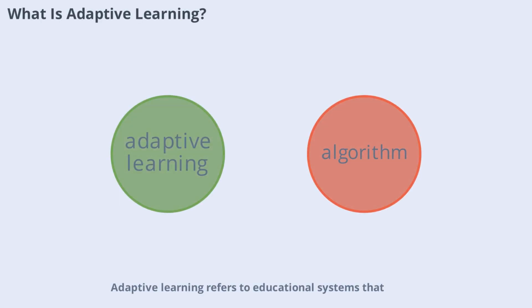Adaptive learning refers to educational systems that use data and algorithms to adjust the content, pace, and approach based on each learner's needs. Unlike traditional methods, adaptive learning platforms continuously analyze student performance and provide tailored resources or challenges. This ensures that students receive the right support at the right time, making learning more efficient and engaging.